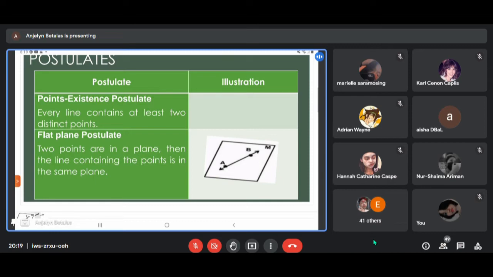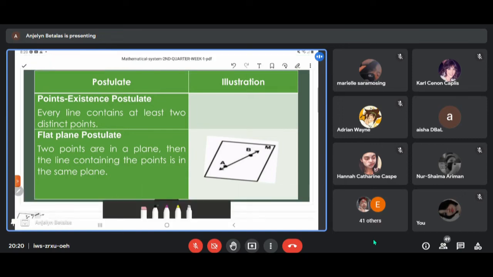Flat plane postulate. Two points are in a plane, then the line containing the points is in the same plane. Picture it out. It says two points are in a plane, so points A and B fit in it. And then the line containing the points, the line through these two points, is in the same plane.